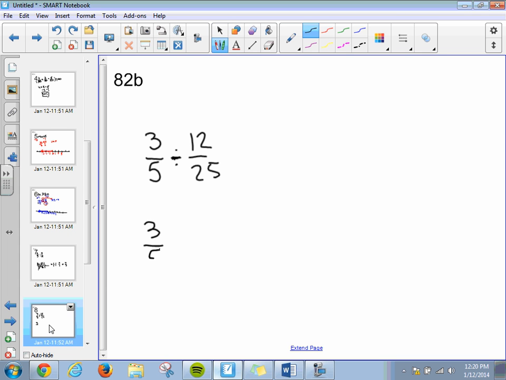Part B, they've got you dividing. We know that when we divide, the easiest way to do it is to flip it around. So we'll have 3/5 times 25/12. Again, I'm going to do the same thing.